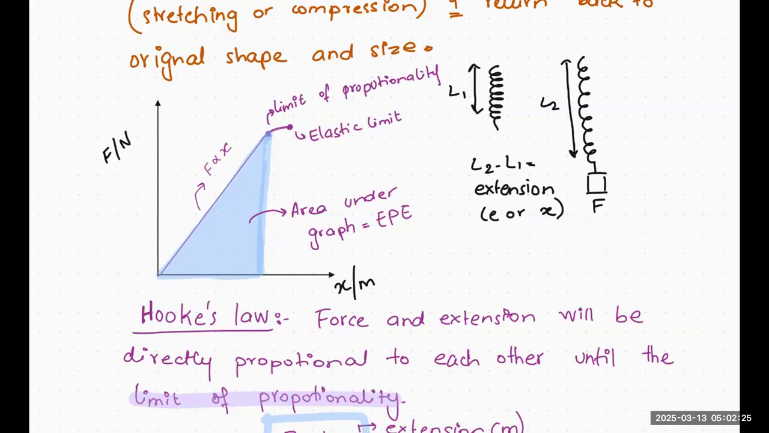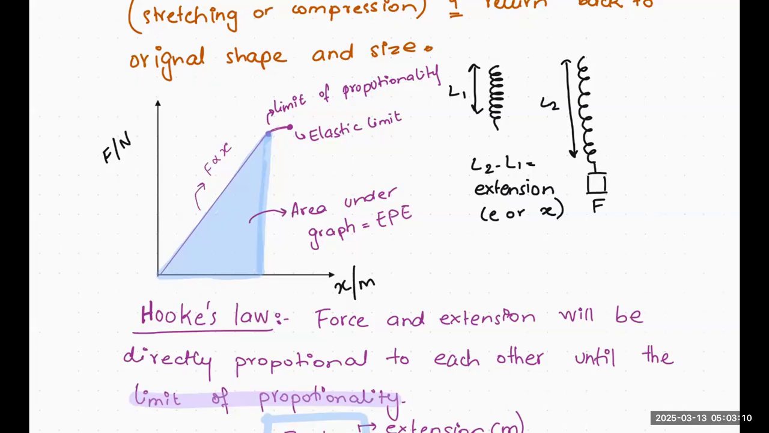What that means is that if you increase the force by 2 times, the extension will also increase by 2 times. If you increase the force 3 times, the extension will also increase 3 times. If you increase the force 4 times, the extension will also go up 4 times. And you keep on repeating that. Eventually, you will reach a point after which they will no longer be proportional to each other. So for example, you increase the force 5 times, but the extension did not increase 5 times. Maybe the extension only increased 4.5 times. So that is the limit of proportionality, the point up till which the force and extension are directly proportional.